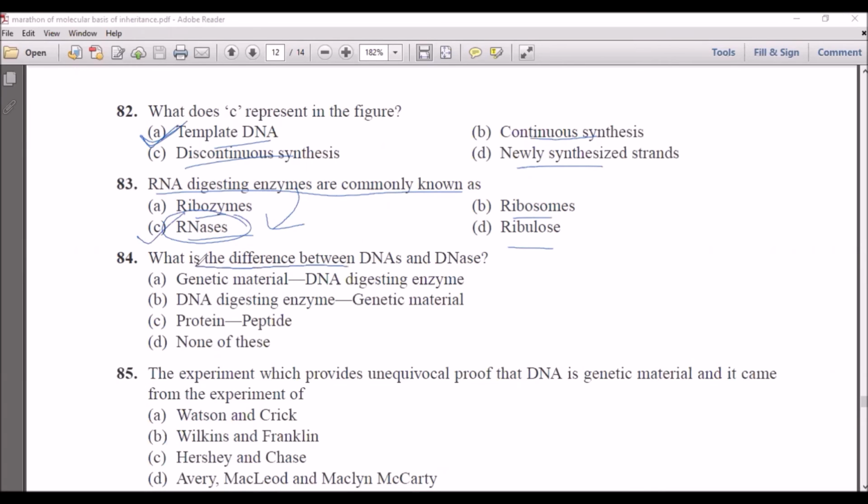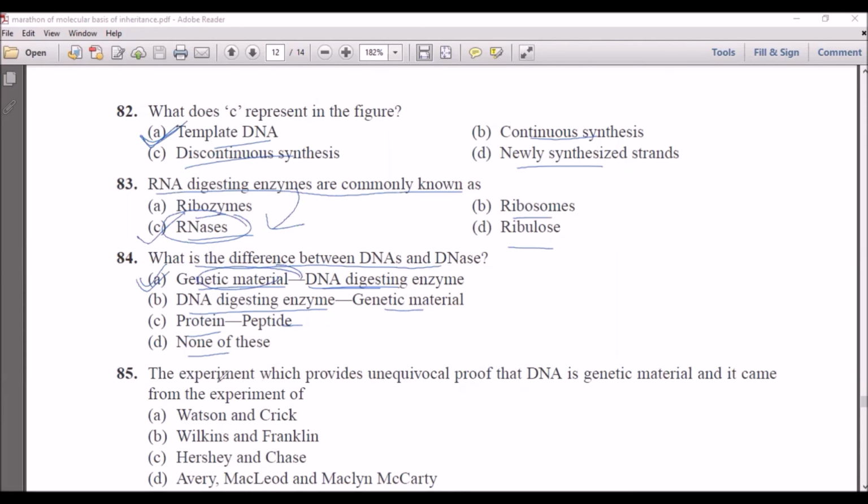What is the difference between DNase and RNase? Genetic material, that is DNA digesting enzymes. Protein is peptide, and none of these. First answer is correct, that is genetic material is matching with this DNA digesting enzyme. So this is the difference, that the difference is of genetic material.